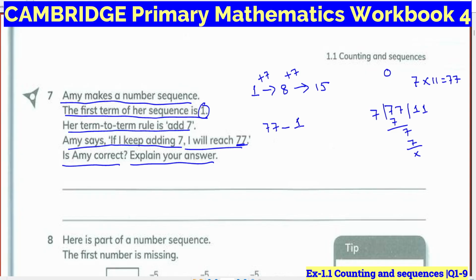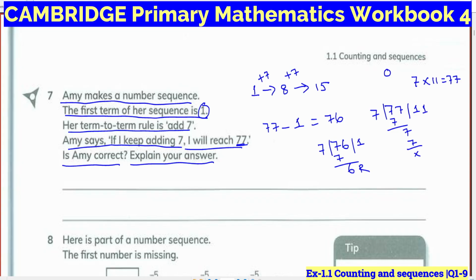But the problem is 77 and it already starts from 1. If we subtract 1, it will be 76. That means it's not a whole number. How? Look, 76 divided by 7, here is a 1, so 77, here is a 7, and 6 is a remainder. It means 77 is not in the sequence, not a whole number.